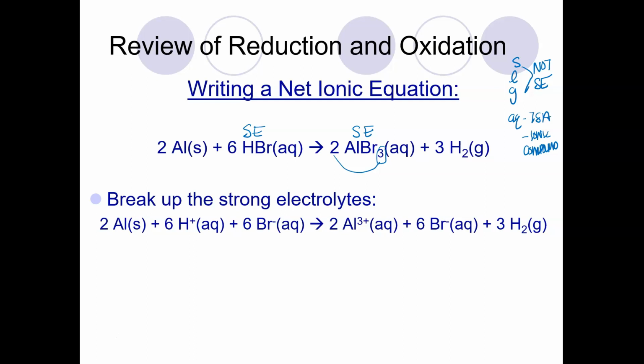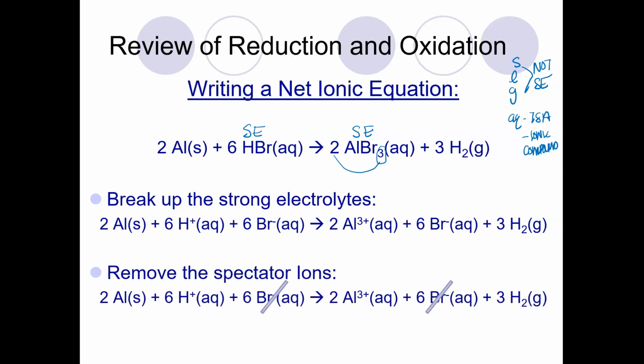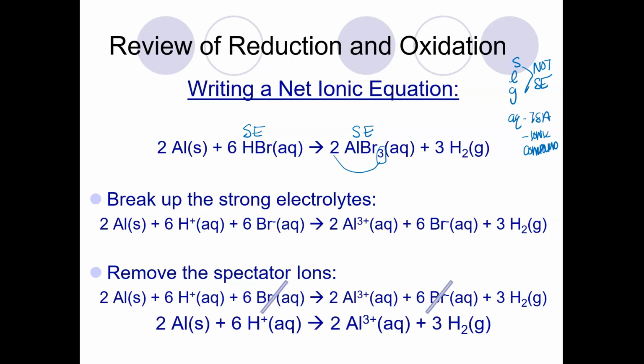So to make it into the net ionic form, we're going to cancel out spectator ions. Spectator ions look exactly the same on the left side of the arrow as they do on the right side of the arrow. I see 1 spectator ion here. I see 6 Br minus aqueous on both sides. So I'm going to cancel that out. And what's left is going to be my net ionic equation.